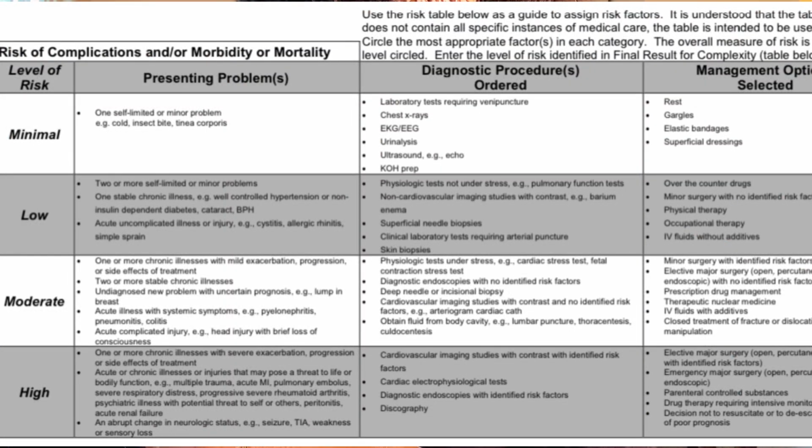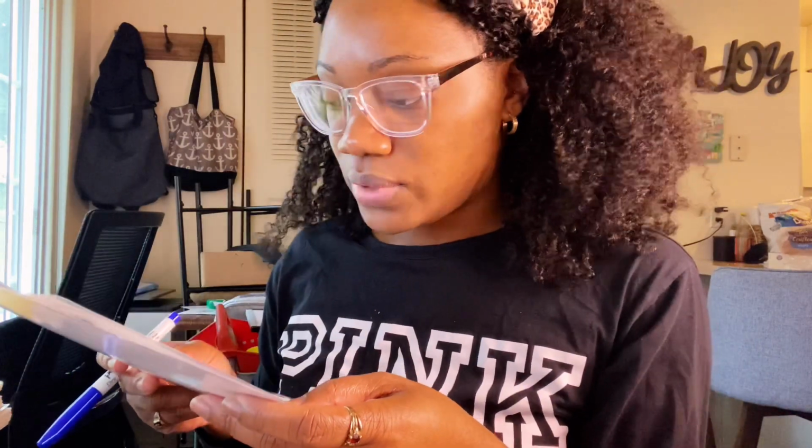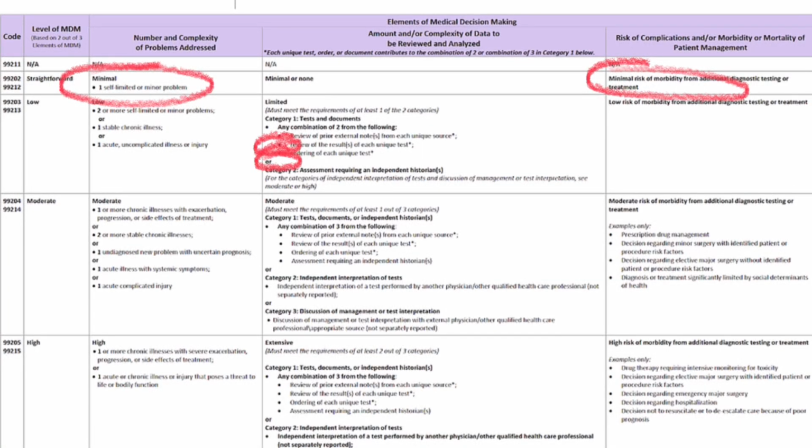Let me look at my other E&M audit tool to help me. So for minimal, it's one self-limited or minor problem. We have lab tests, which we did, rest, gargle, elastic bandages, and superficial dressings. If it was low, we would have given over-the-counter drugs, minor surgery with no identified risk factors, physical therapy, occupational therapy, and IV without additives. So that is what they give us on my E&M audit tool, and we didn't do any of that. So I'm gonna go with minimal, a 99212 with my 59025.